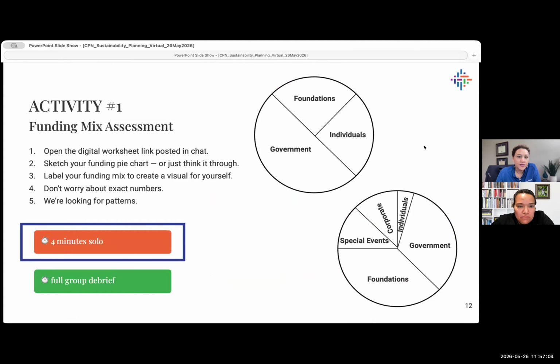Okay, so the first activity is understanding your funding mix, right? All of you are getting funding from foundations. Some of you are also getting government funds. Some of you have a strong individual giving portfolio. Others of you have diversified your portfolio. You've got not only individuals, foundations, and government, but you also have corporate sponsors and you have special events in there. And part of the game is trying to diversify and recognizing where you have particular strengths.